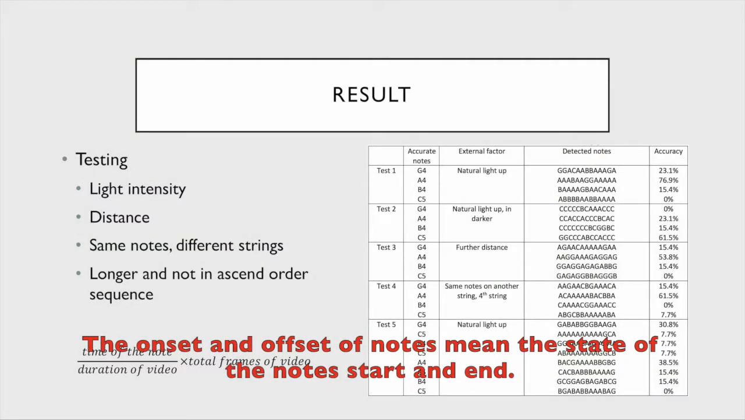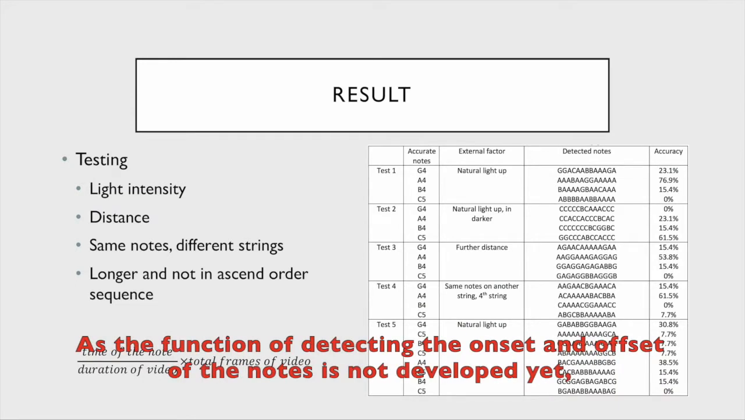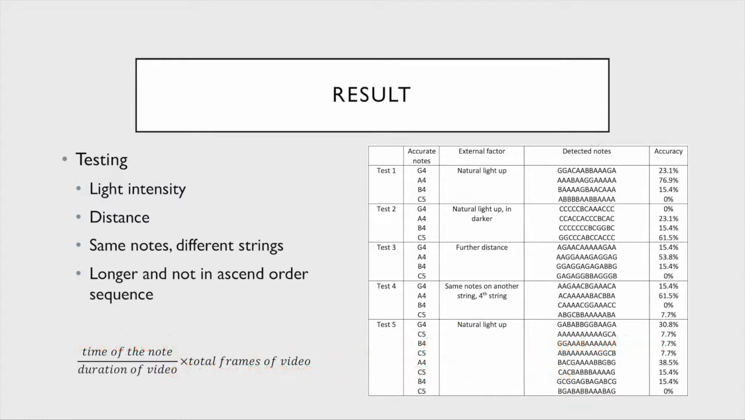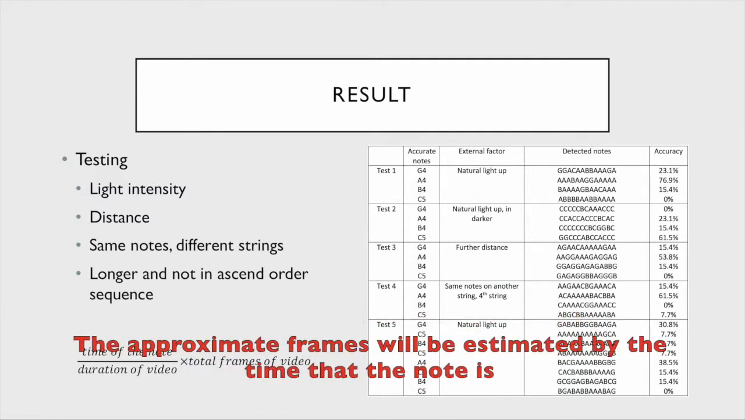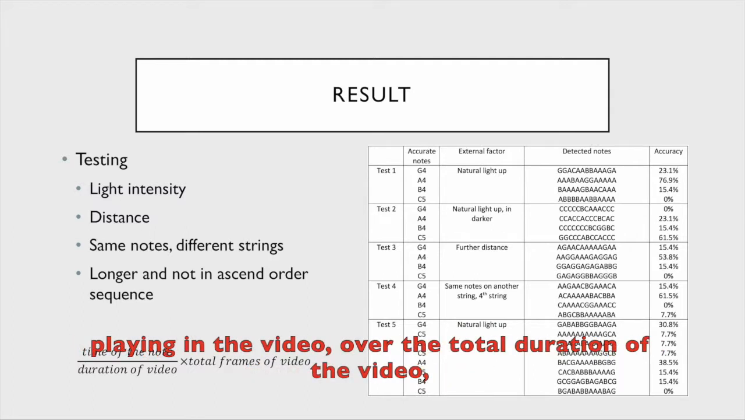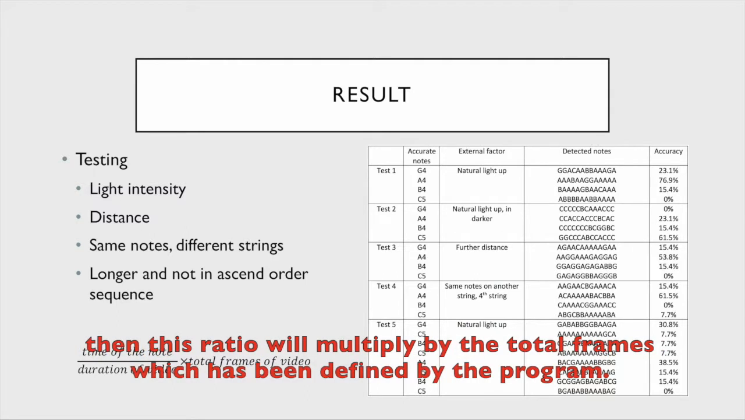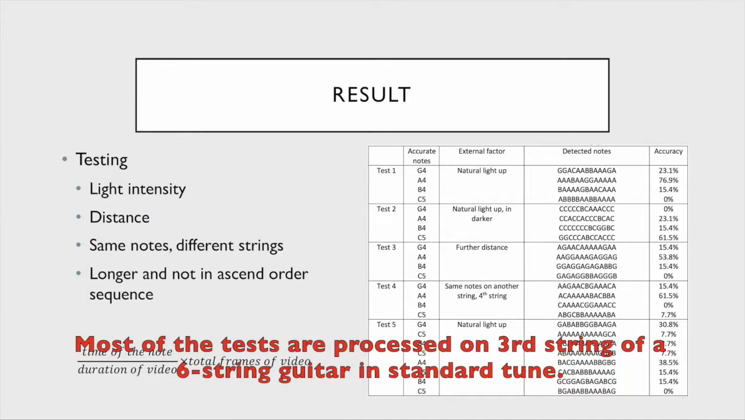The onset and offset of the notes mean the stage of the note's start and end. As the function detecting the onset and offset of the notes is not developed yet, the testing process will be operated by estimating the approximate frames in which the notes are playing. The approximate frames will be estimated by the time that the note is playing in the video over the total duration of the video. Then, this ratio will be multiplied by the total frames which have been defined by the program. Most of the tests are processed on a string of a 6-string guitar in standard tuning.